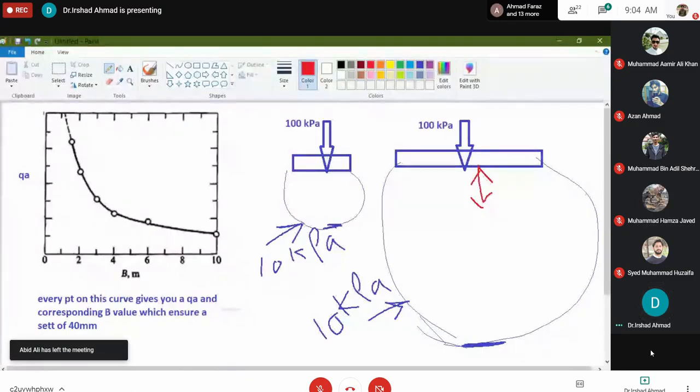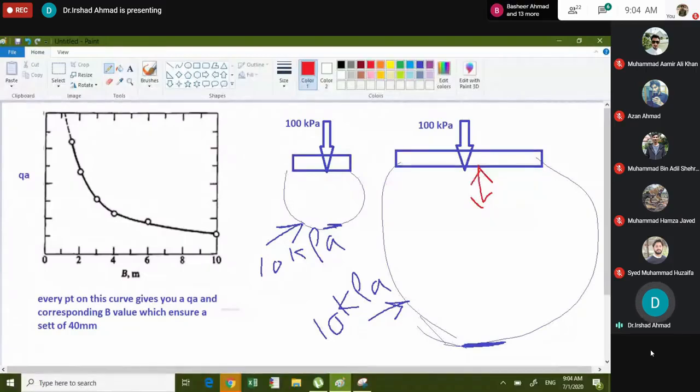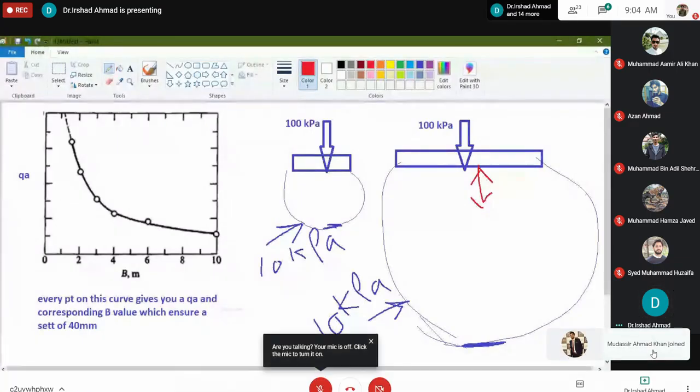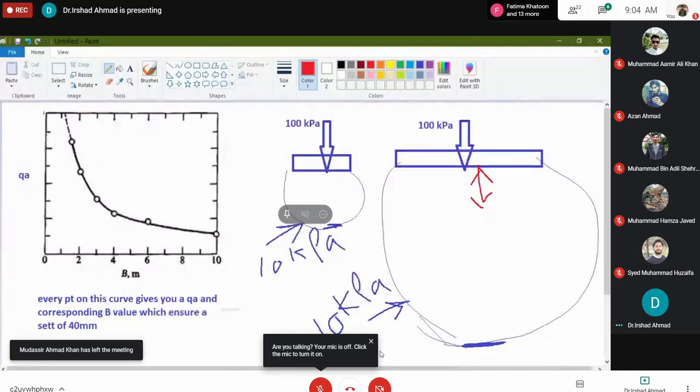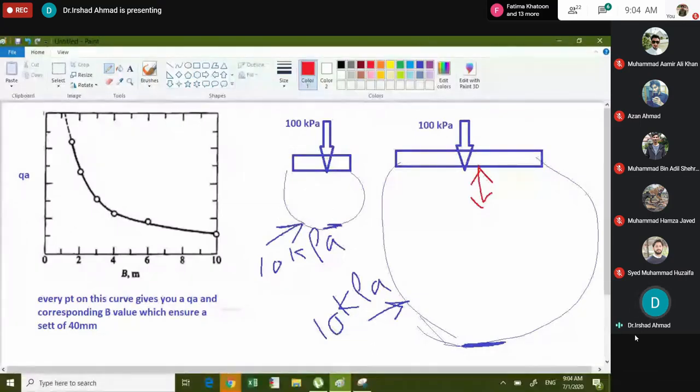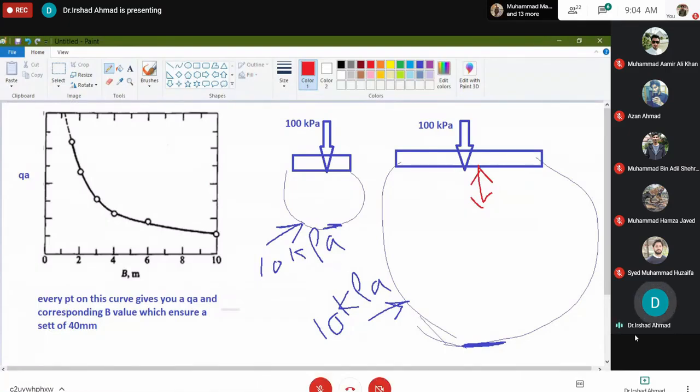So if I want the settlement of both of the foundations to remain the same, what should I do? कोई बताए? अगर मैं चाहूं कि दोनों की सेटलमेंट सेम आ जाए, फॉर एग्जांपल 40 mm हो जाए, तो मुझे क्या करना होगा? कैसे प्रेशर चेंज करूंगा? बताएं ना। किसका प्रेशर चेंज कर रहा हूं? कोई और बताए?